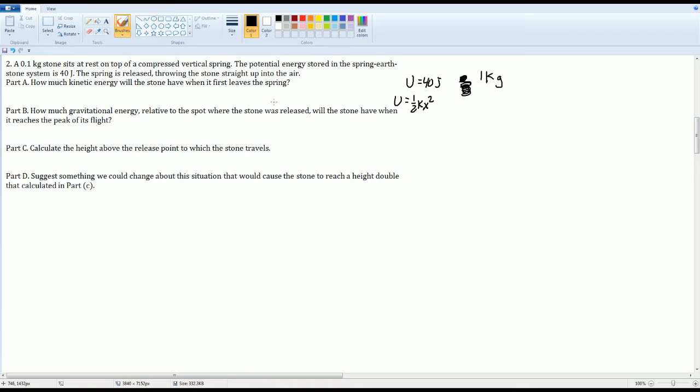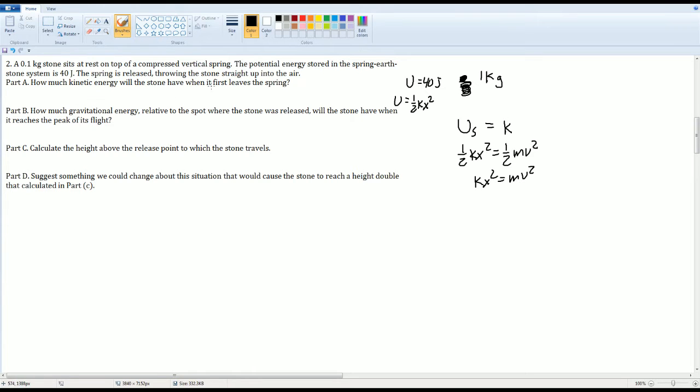The spring is released and throws the stone upward in the air. How much kinetic energy? That's easy. The potential energy of the spring is going to be equal to the kinetic energy of the stone. This is initial, this is final. So 1/2 kx squared is going to be equal to the kinetic energy, so 1/2 mv squared. The halves cancel out, so that looks like that.